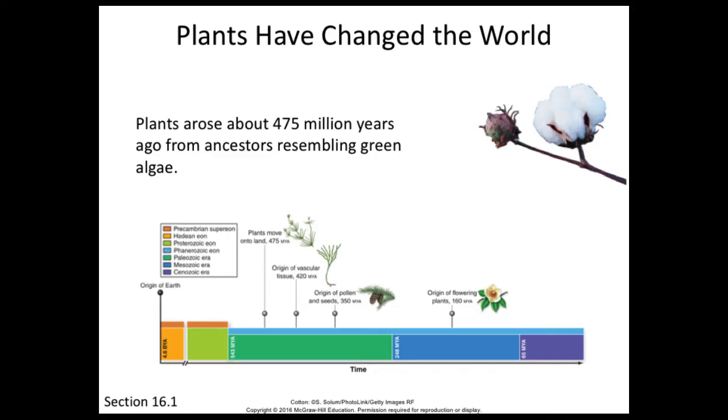Simply put, plants have changed the world. Without plants evolving on our planet, it's very unlikely that life as we know it would have evolved as it is today. Plants arose about 475 million years ago from ancestors resembling green algae.